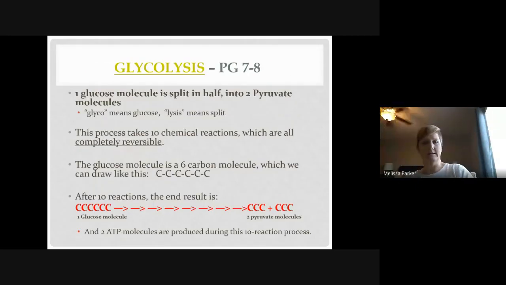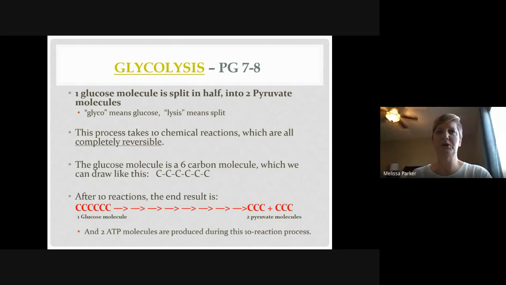All right, so glycolysis. There are a lot of terms that we're going to learn about that have glyco in them. Glyco refers to glucose, and the term lysis means to split or break apart. So one glucose molecule is split in half to create 2 pyruvates. This process takes about 10 chemical reactions, which are completely reversible. So glycolysis is completely reversible. That means we can take the glucose and convert it to pyruvate, or we can take 2 pyruvate and create a glucose.